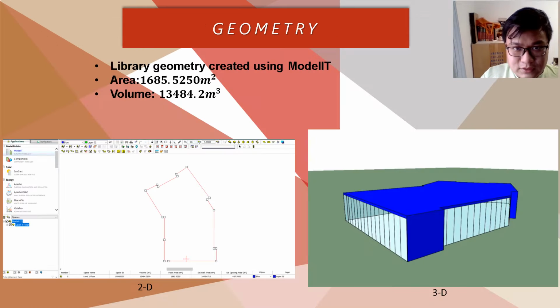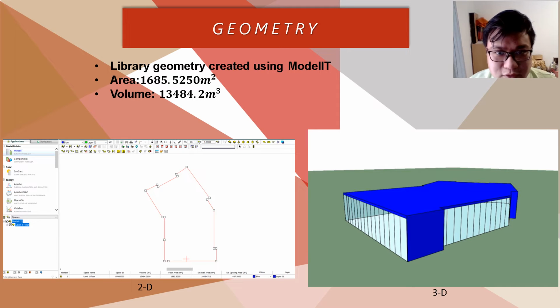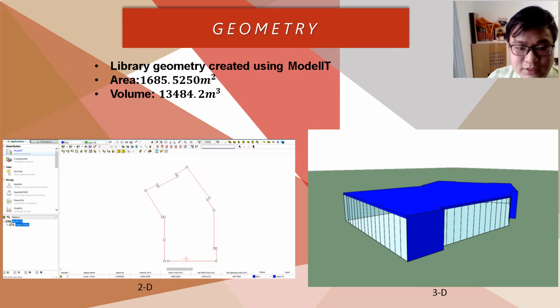Let's go to the next slide, which is geometry. This is our geometry of the library. The library geometry is created using Model 8. This is the two-dimensional geometry. The area of the library is 168.525 meters squared, and the volume is 13484.2 meters cubed.